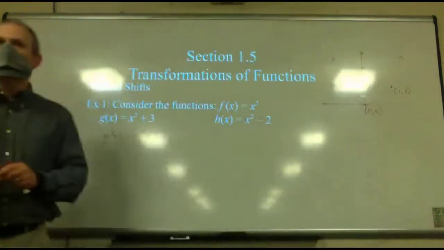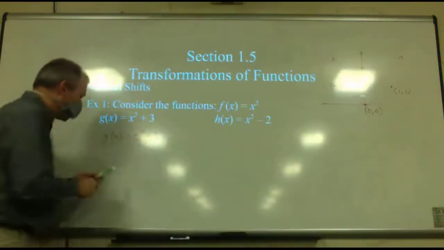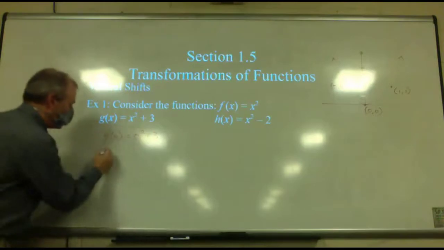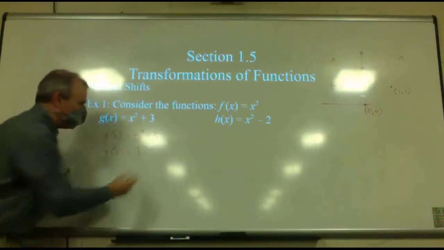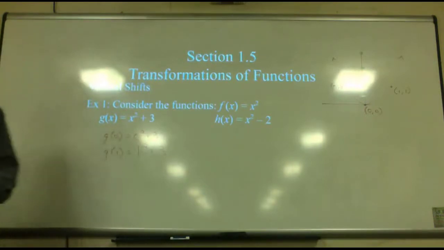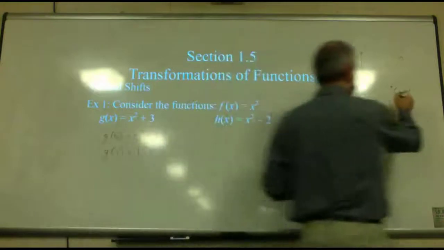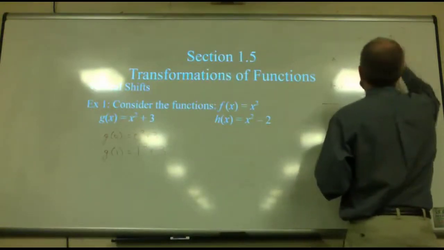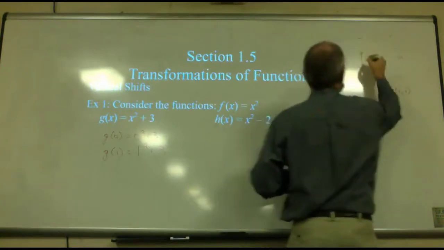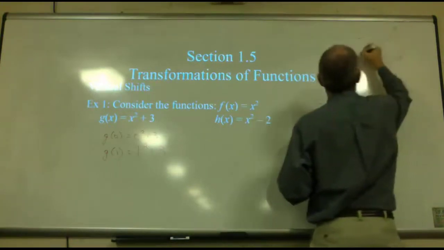Okay. What about the next one? g of 1 would be 1 squared plus 3. What's that going to equal? 4. So this point right here, instead of being at 1, it would be up here at 4. And the same thing would happen over here. So our shape would look like this now.